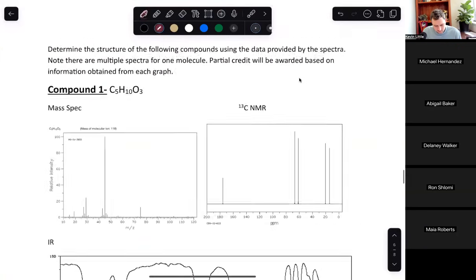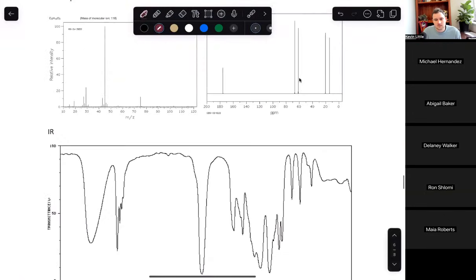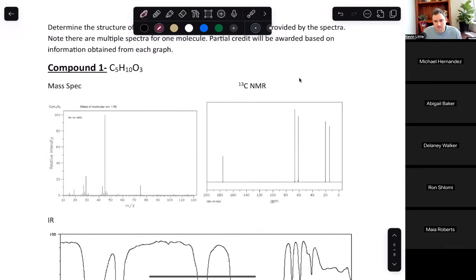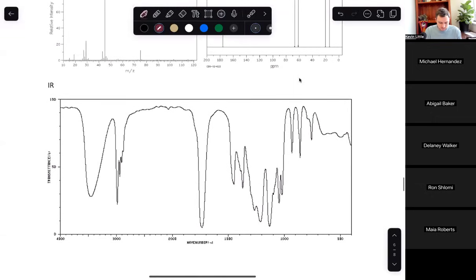So I think we're going to move on to NMR because that's probably where most people are stressed, struggling. I'm going to be honest, carbon mass spec, I wouldn't spend much time on. I would jump straight here and say I have a carbonyl definitely, and I have an OH.